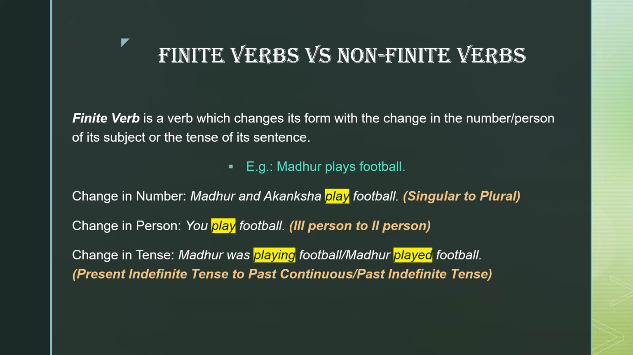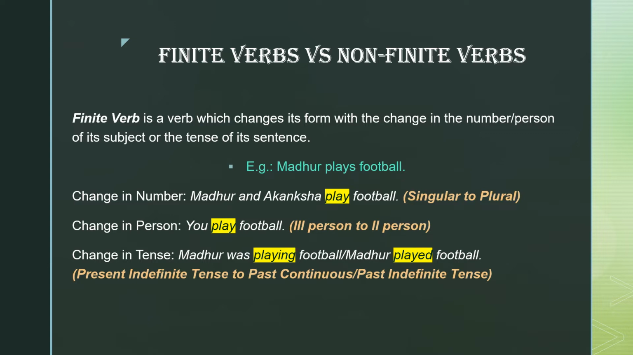Change in tense. If I change the tense of the sentence, first we'll try to find out what is the tense of this sentence. Madhur plays football is present indefinite. If I change this present indefinite to any other tense, for example, suppose I change it to past continuous. Continuous would mean it'll have ing with the verb. Past would mean we'll be using the word was or were depending upon the number. Because the number is singular here, therefore I will have Madhur was playing football. Again, if you notice, the verb has changed from plays to playing if I change the tense from present indefinite to past continuous.